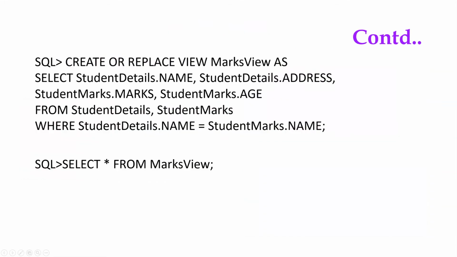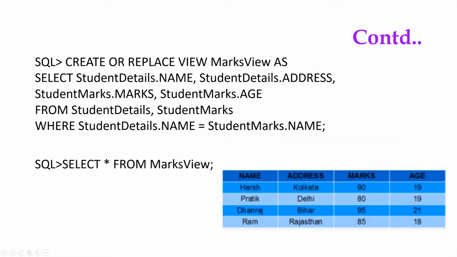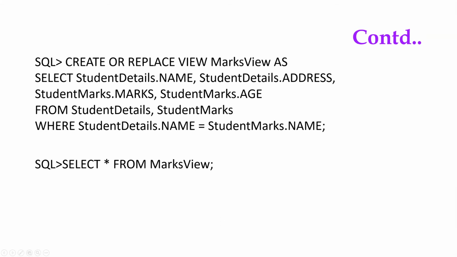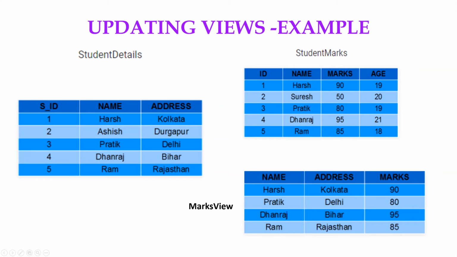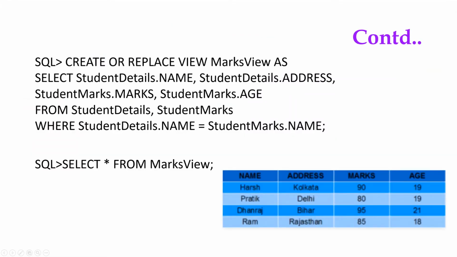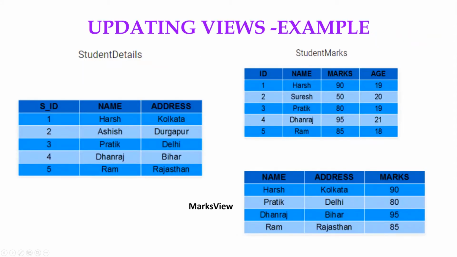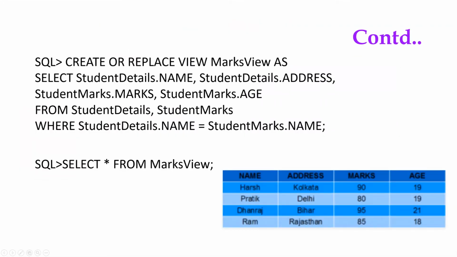So again 4 attributes I will get. This is the select query, simply displaying the details from the marks view along with the age. Can you see the difference? This is the marks view which I created previously with name, address and marks, but after executing this query I have updated it and added one column called age. Is it clear? This is how we can update or modify the view query.